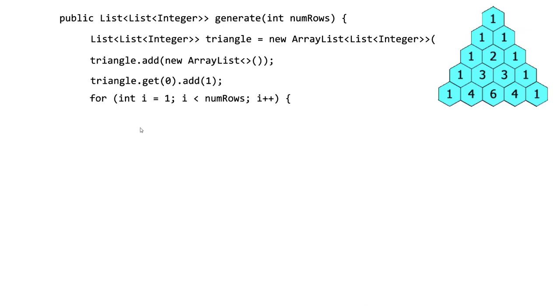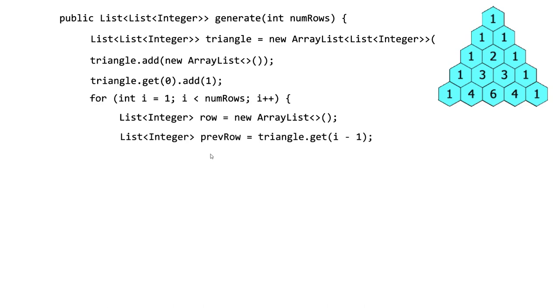So now we're going to loop through. So i equals 1, i is less than numRows, i plus plus. So now we're going to loop through the remaining 4 rows. So we're going to create a list of integers called row, a new array list. So this will be the second row here. And we're also going to do a list of integers called previous row, which will be triangle get whatever the i is, 1 in this case, minus 1, 0.